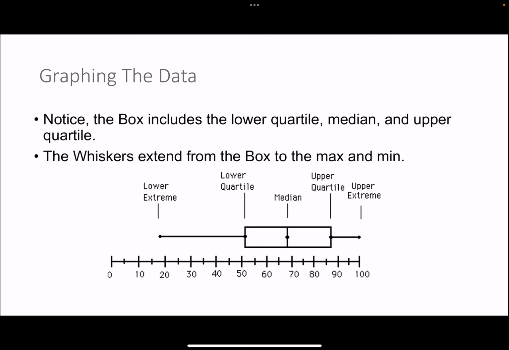So how do we graph the data again? We start with my lower extreme and then my upper extreme. This is going to be how my range is. I then start with my lower quartile, that is the start of my box, and then my upper quartile. Remember, this is the interquartile range. This is how long my box is. Then I graph the median, and then I just have my box and whiskers.